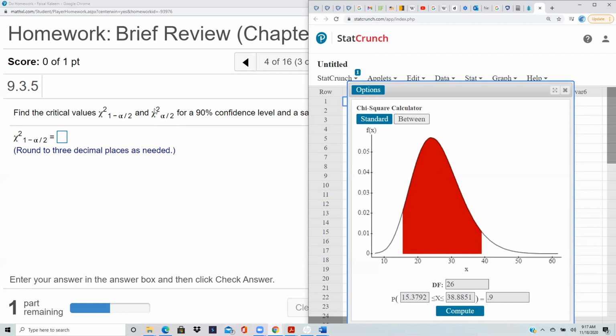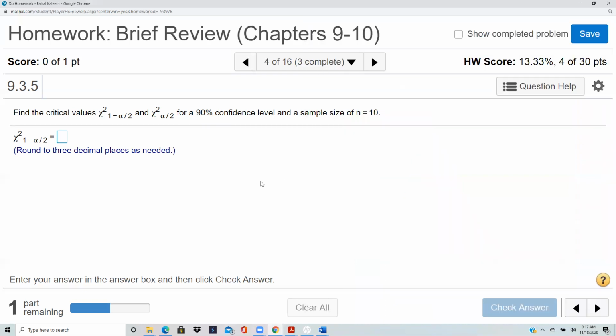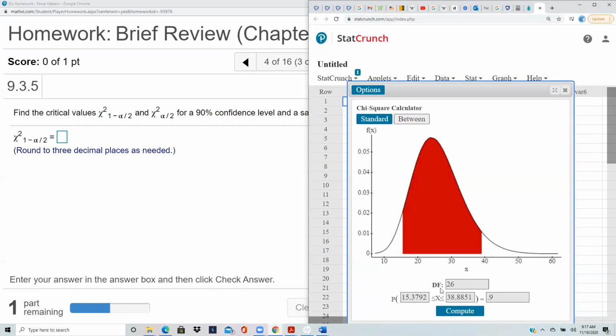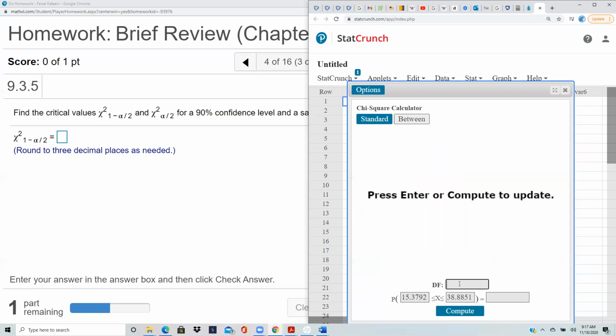So I did remark about this in a couple of videos when we were doing it, that the confidence level is always the in-between area. Okay. So if it's 90% confidence, then it means the in-between area is 90%. And then what were the degrees of freedom? So 10, so it'd be 9.